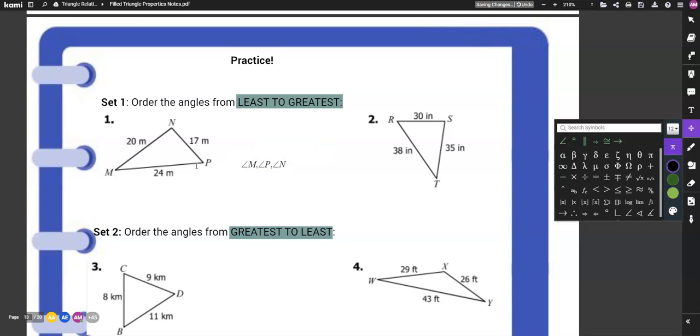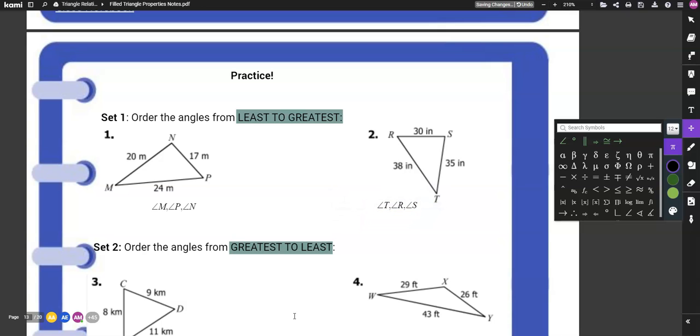Number 2, we're going to do the same thing. We're going to look and see that our shortest side is side RS, which is 30 inches. And the angle across from that is angle T. Then we have our next shortest side, which is ST, which is 35 inches. Across from that is angle R. And the last angle is angle S, which is across from RT, which is 38 inches.